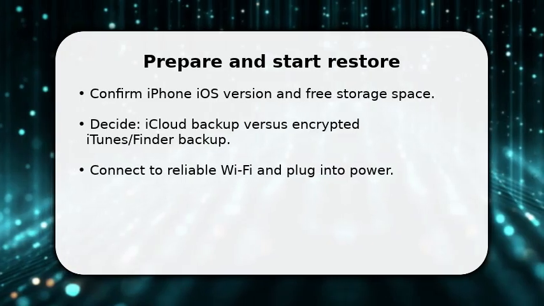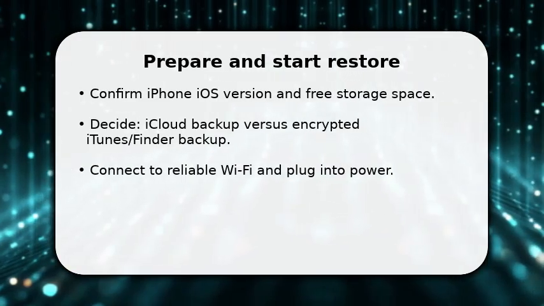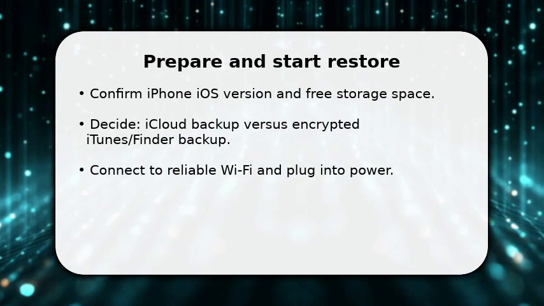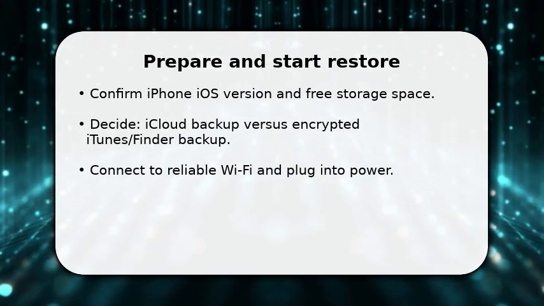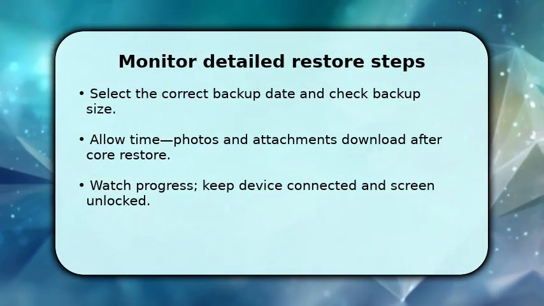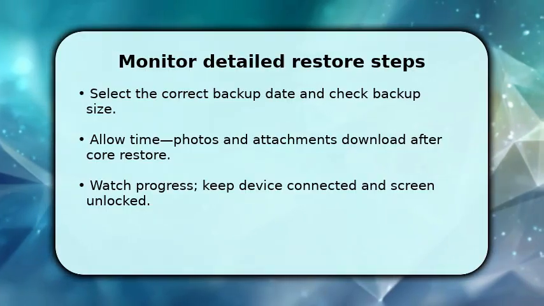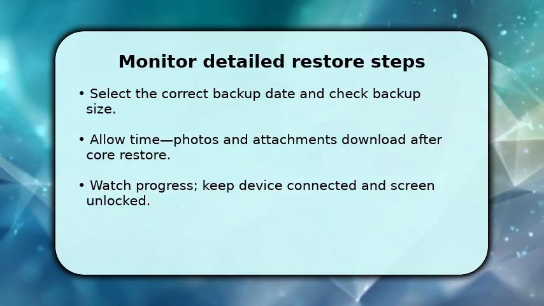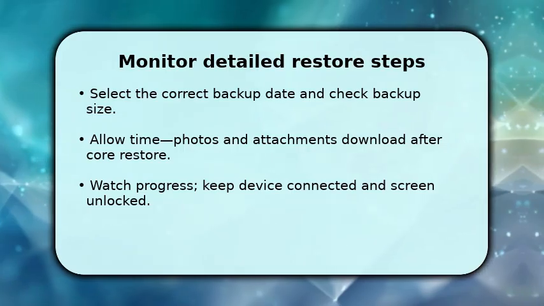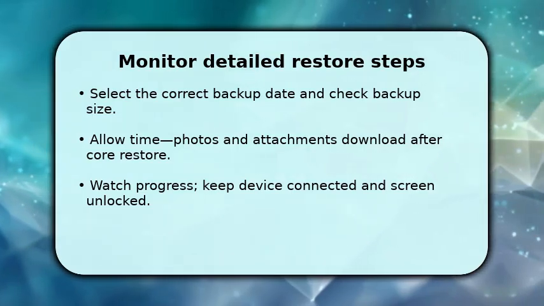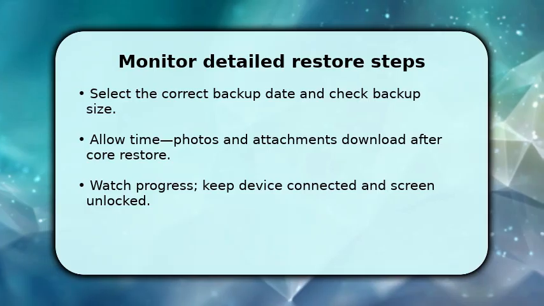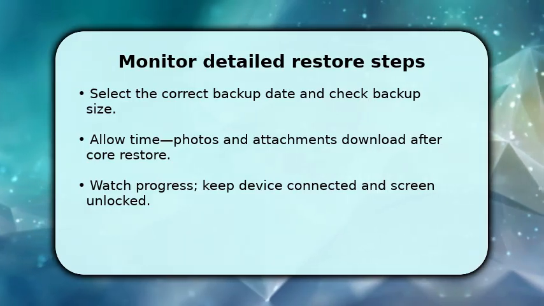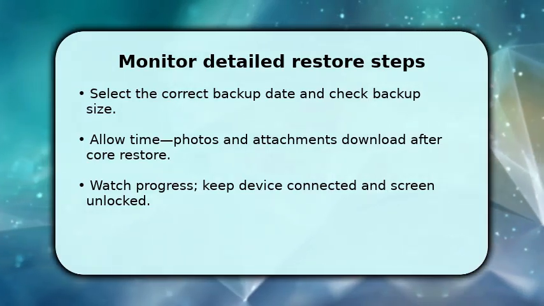Once those checks are complete, choose Restore from Backup in Settings or in Finder/iTunes to kick off the transfer. You now follow the middle steps to get photos back. On the Restore screen, pick the backup with the photos, check the date and size so you don't pick an old one by mistake. The system restores core data first. Photos and large attachments often download afterward, so be patient.